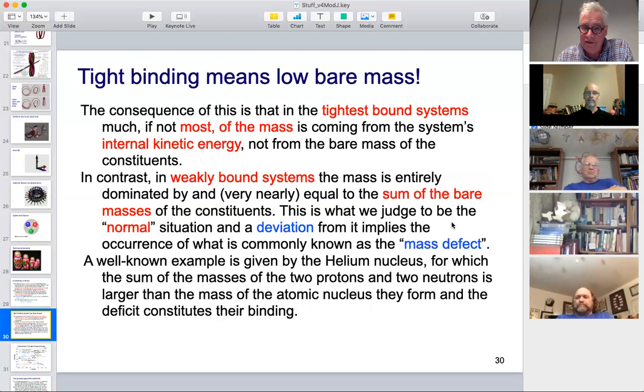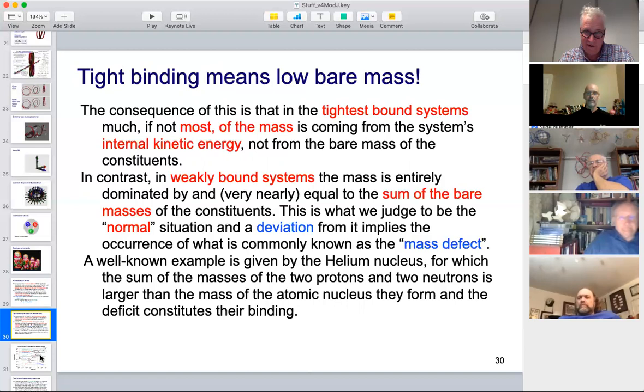And if there's a deviation from that, that implies what's commonly known as a mass defect. In the hydrogen atom, that's 13.6 electron volts for the binding. So helium is another example. The sum of the mass of two protons and two neutrons is larger than the mass of the atomic nucleus, quite a lot larger. So if you go from hydrogen to helium, 7%, equals mc squared of 7% is a lot of hydrogen fusion energy, which is that process. And the deficit constitutes their binding energy, and that's the energy that comes free when they bind in the sun to produce 4 million years of heating and nurturing our human brains on this planet.